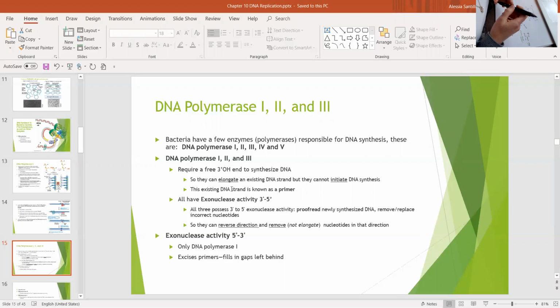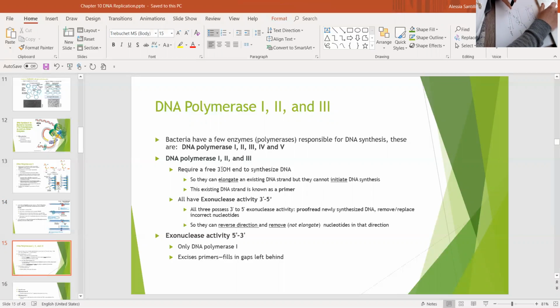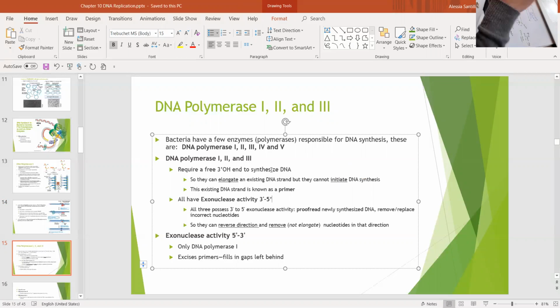All of them, well, DNA pol 1, 2, and 3 require a free 3' OH end. So that means they require a primer. They can only elongate if there's an existing DNA or RNA strand, but they cannot initiate DNA synthesis from scratch. So they require a primer. They all elongate from the 5' to the 3' direction. That's why they require a free 3' OH end. And they also all have exonuclease activity.